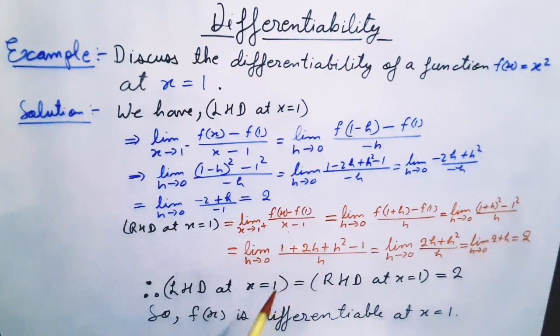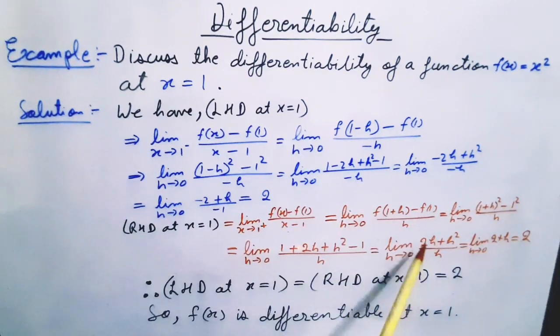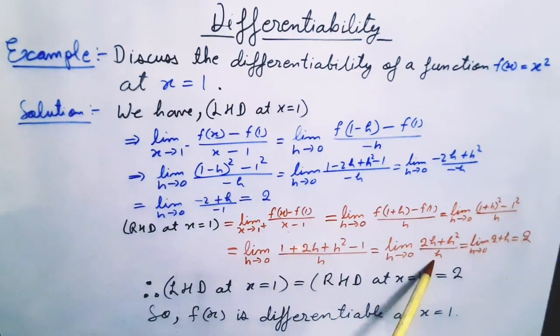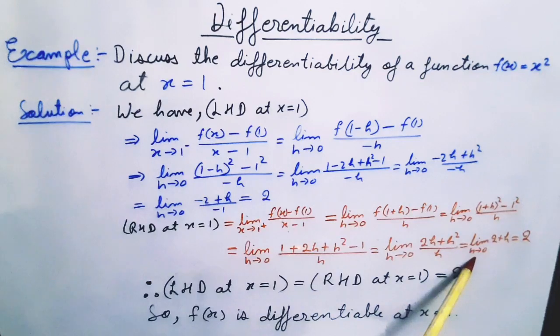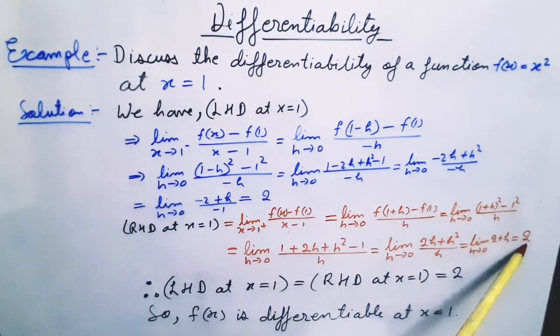Now expand the bracket (1 plus h) whole square, we will get limit h tends to 0, [1 plus 2h plus h square minus 1] whole divided by h. Now here again 1 cancels out. So we will get limit h tends to 0, (2h plus h square) upon h. Now h will cancel out from numerator and denominator. So we will get limit h tends to 0, 2 plus h, and now we will apply the limit in 2 plus h, so we will get the right hand derivative equal to 2.